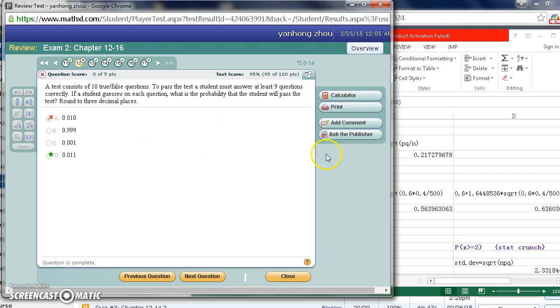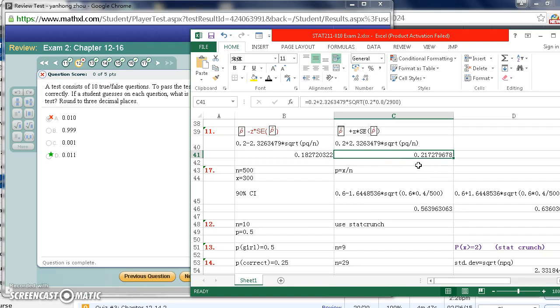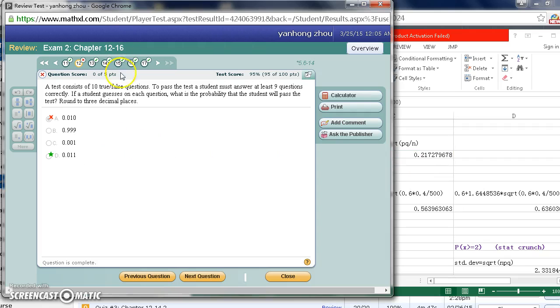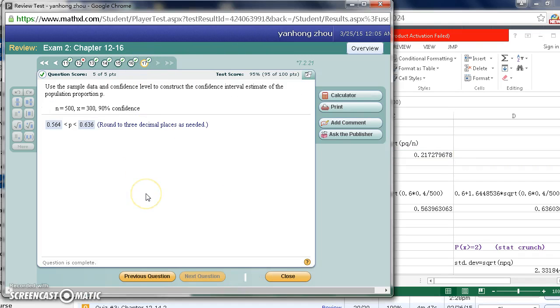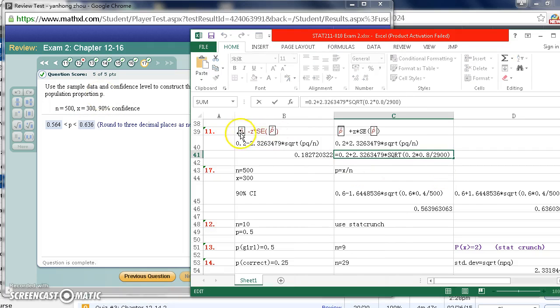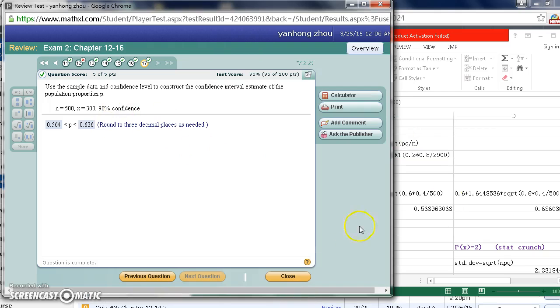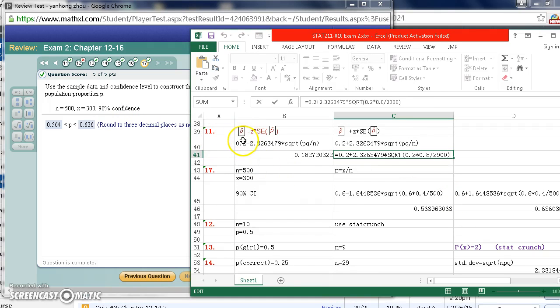Okay, confidence interval. Let's talk about 17 first, because it's also about confidence interval. Use the sample data and confidence level to construct the confidence interval estimate of the proportion p. It's about the p again, so you have the same formula here. But in this case, they don't tell you the p hat, right?